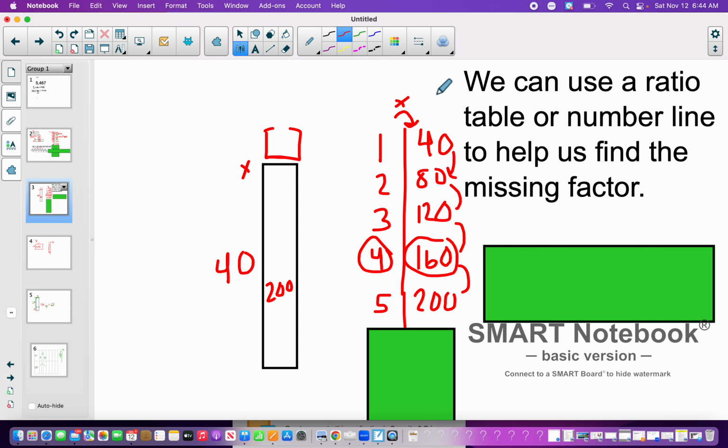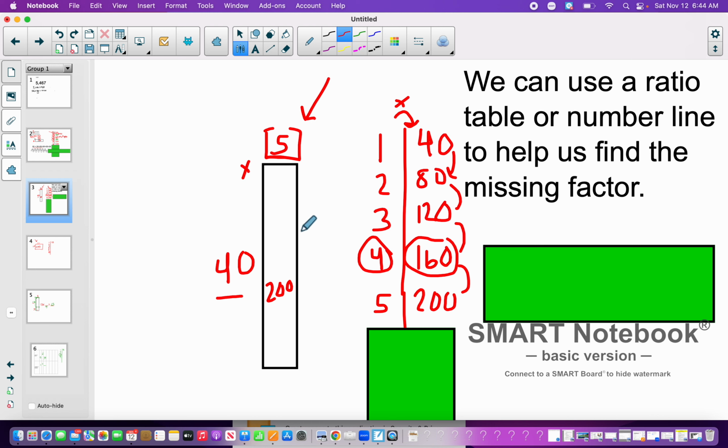Okay? This side here, these are our multiples. It's like we're skip counting. 40, 80, 120, 160, 200. And again, this is a factor. We had to find the missing factor. What did you produce when you started collecting boxes of spoons, each with 40 in them, and you had to get 200 spoons? The missing factor is 5.